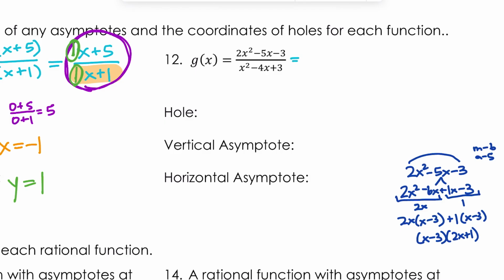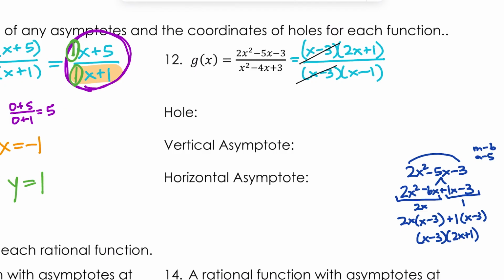So in the numerator, I'm going to have my x minus 3 and 2x plus 1. In the denominator, we're also factoring. We're saying what multiplies to +3 and adds to -4. And that's going to be -3 and -1. Okay, so whatever values are the ones that cancel, that is where our hole comes from.